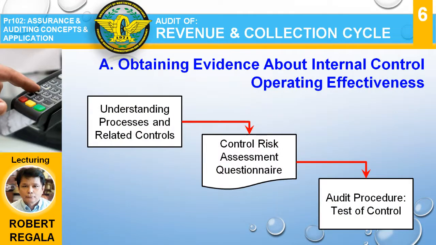Slide 6. Step A, obtaining evidence about internal control, operating effectiveness. Once the auditor has obtained an understanding of the entity's revenue cycle business processes and the internal control that management has implemented over the transactions through the various methods including walkthroughs, scrutinizing the documentations, observation and inquiry, the auditor may now answer a questionnaire which will help him to identify and document the strengths and weaknesses of the internal control. A sample questionnaire may be found in my shared Google Drive.